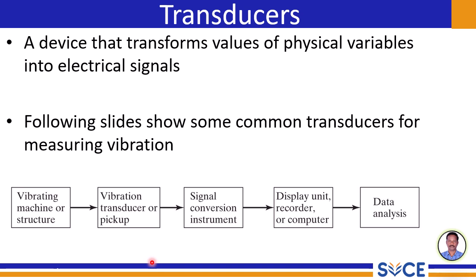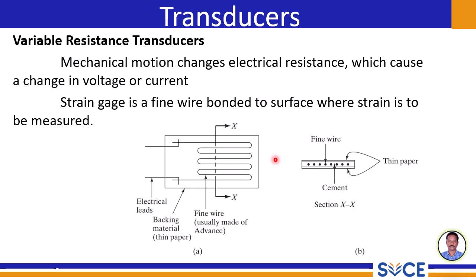Second thing is, we are going to see some important transducers specifically used for measuring vibrations. This means we will now move on to explore different types of transducers, each with its own unique mechanism for converting mechanical vibration into electrical signals. Now we will begin looking at specific types of vibration transducers.